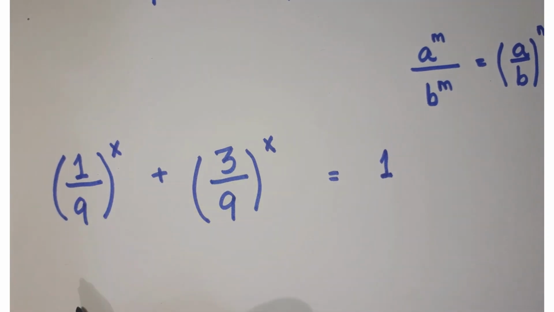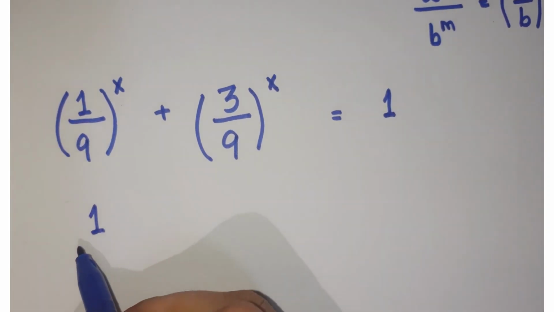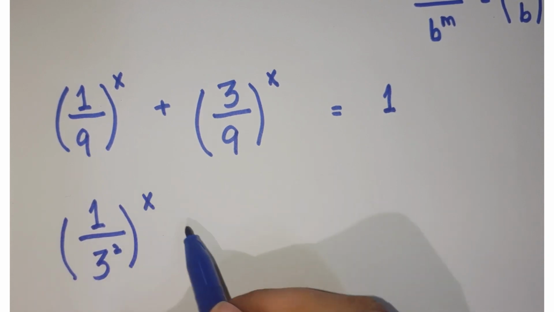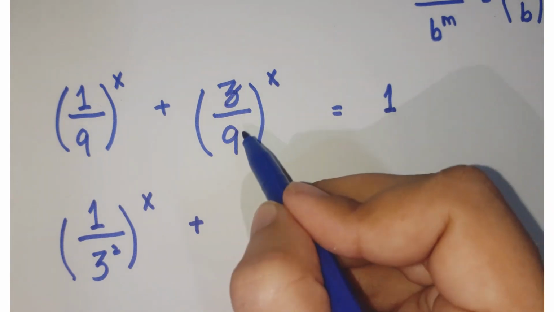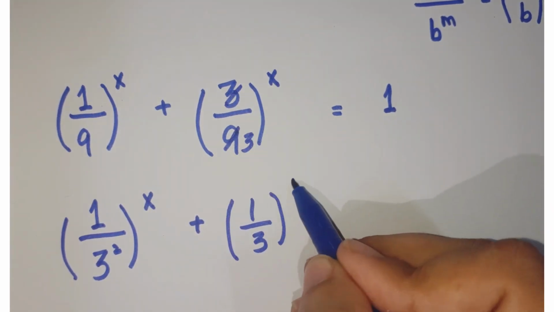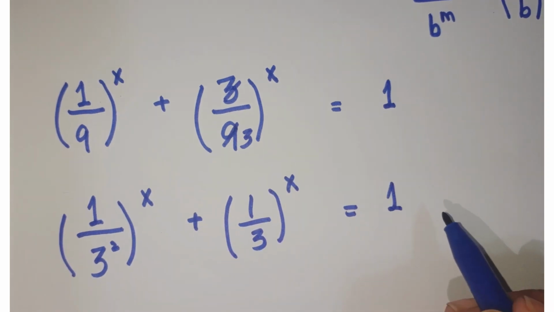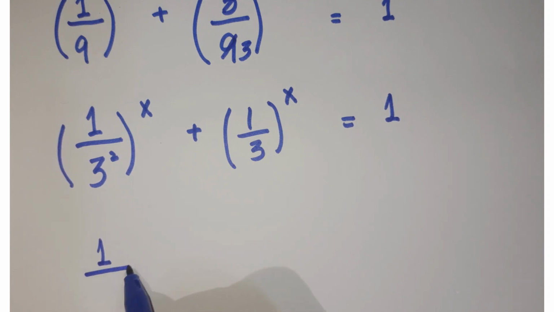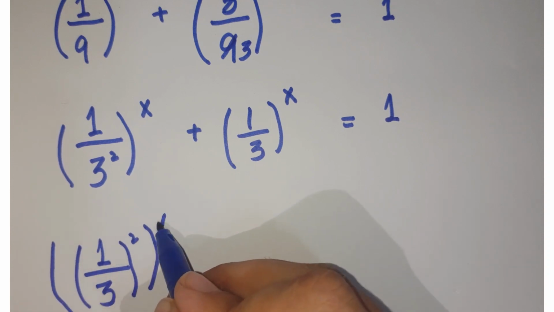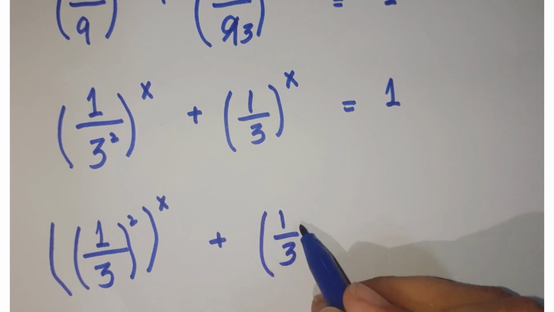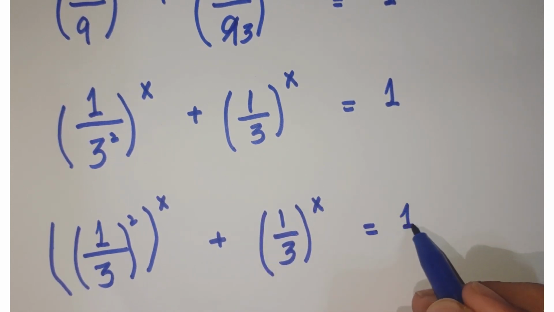Further, you can write this 1 upon 9 as 1 upon 3 square whole to the power x, plus this 3 and this 9 is cancelled. So you get here 1 upon 3 whole to the power x is equal to 1. Further, you can write this as 1 upon 3 whole square whole to the power x plus 1 upon 3 to the power x is equal to 1.